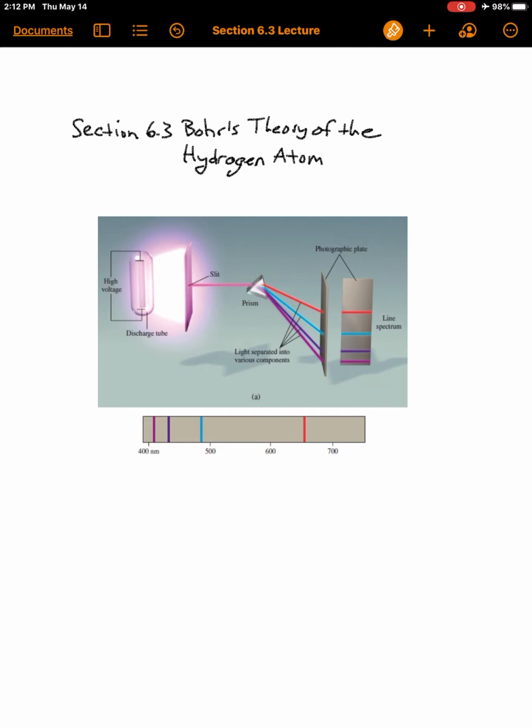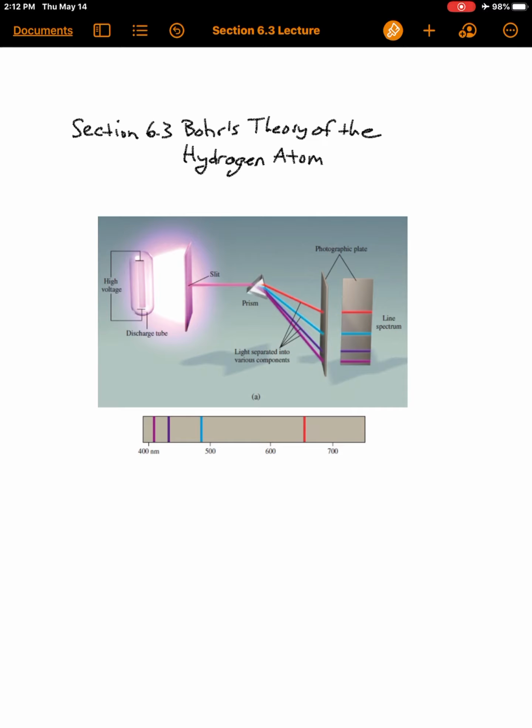And so when you put light from the hydrogen through the prism, you get four visible colors. Those four visible colors are shown in the diagram right there in the center. The light is separated into various components. These are different wavelengths. One of them is red, one of them is blue, one of them is indigo, and the other one is violet.